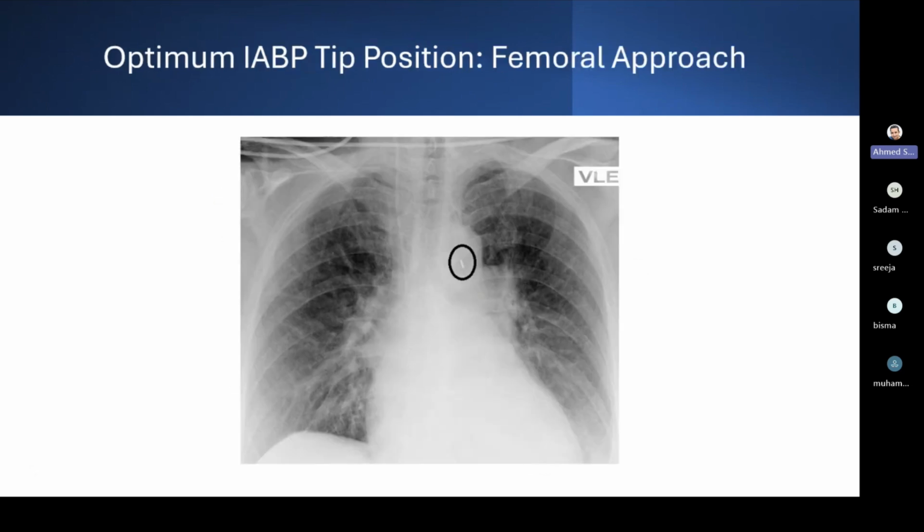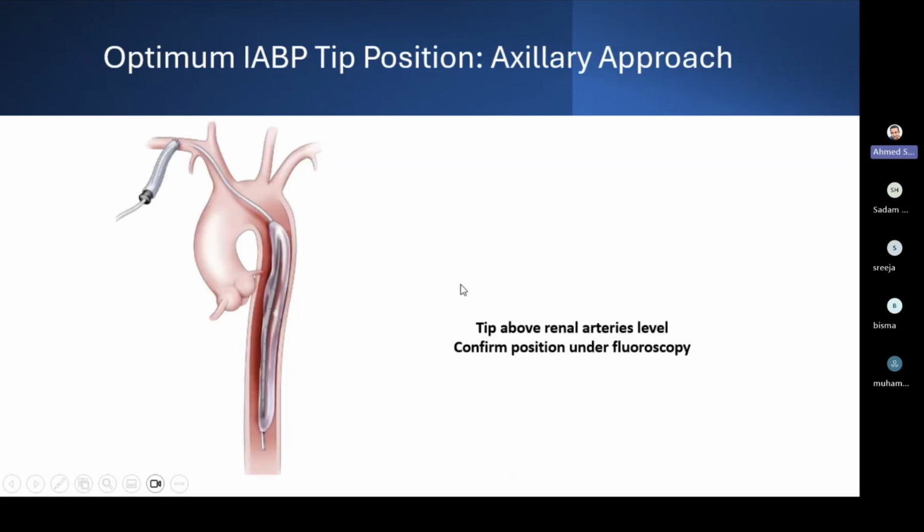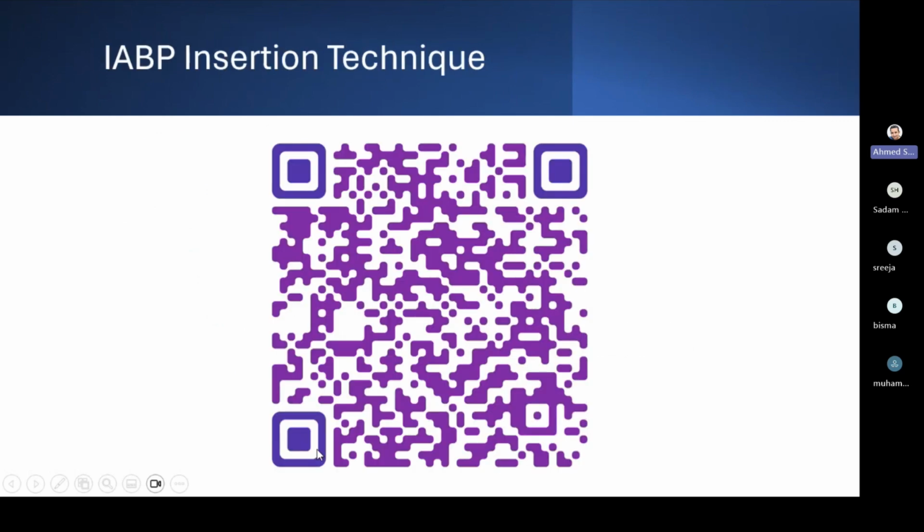And as you see here, this is a femoral intra-aortic balloon with the tip positioned properly 2 centimeters above the level of the carina. And with the axillary approach, the tip should be above the level of the renal arteries.